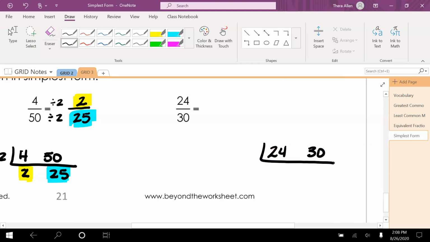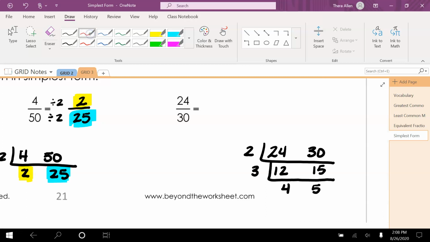I like my ladder method. 24/30. What can go into 24 and 30? Let's see. I know 2. Might as well stick with what I know. 2. 2 goes into 24 12 times, and 2 goes into 30 15 times. Can anything go into 12 and 15? Yes, 3. 3 goes into 12 4 times. 3 goes into 15 5 times. Can anything go into 4 and 5?